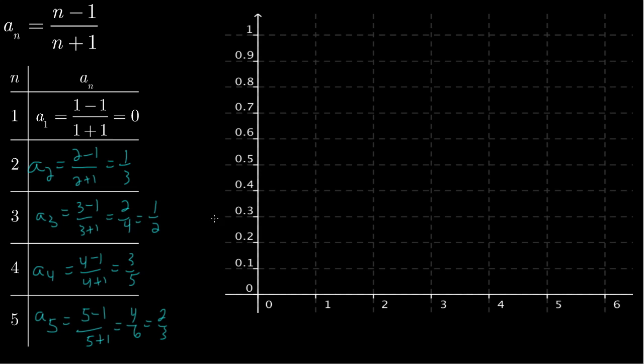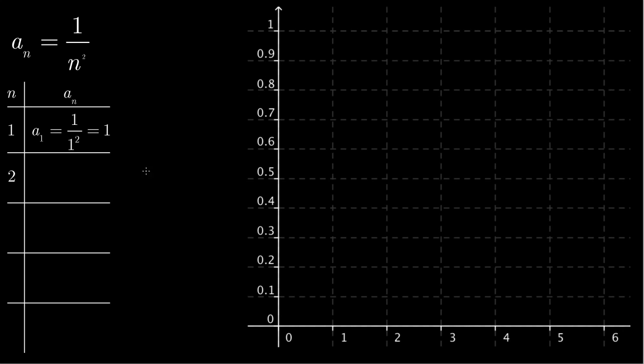Sometimes sequences can be plotted. The term number goes along the x-axis, and then the result, or the term, goes along the y-axis. So for term 1, we get 0. For term 2, we get 1/3, 0.3 repeating. Term 3 is a half. Term 4 is 3/5, which is 0.6. And term 5 is 2/3, which is 0.67. So it appears that as the term number increases, the pattern is going to slowly flatten out.